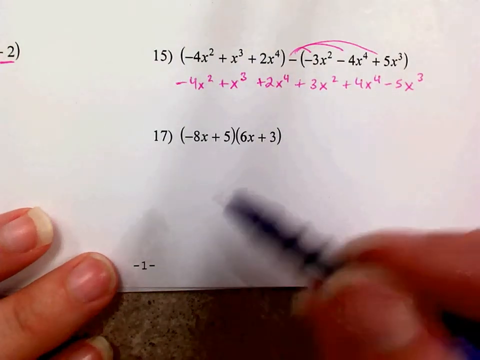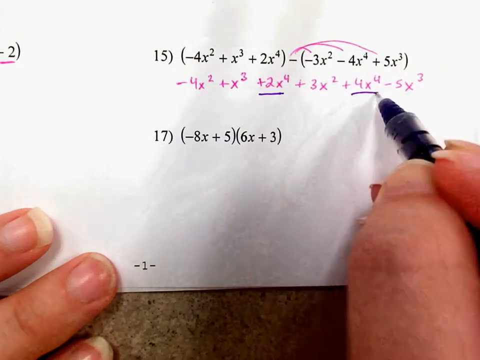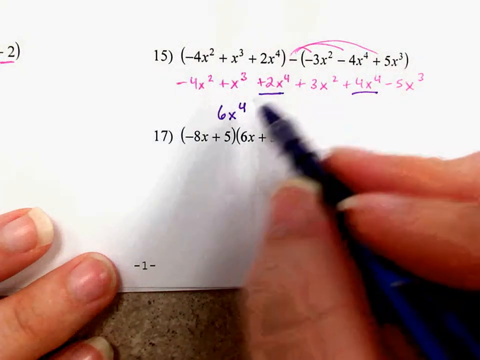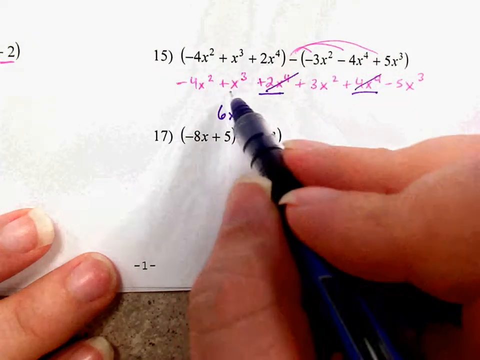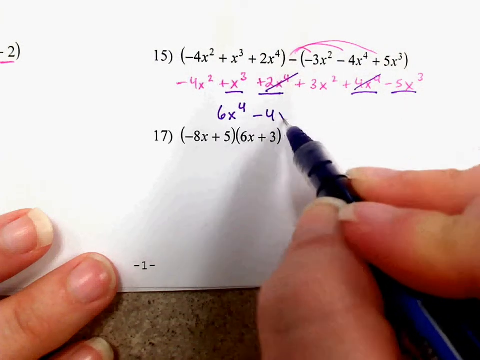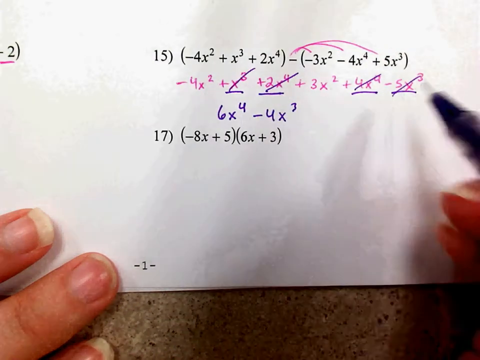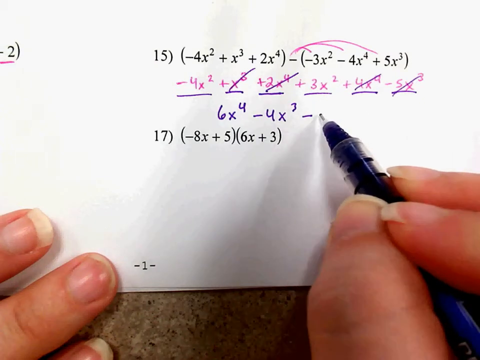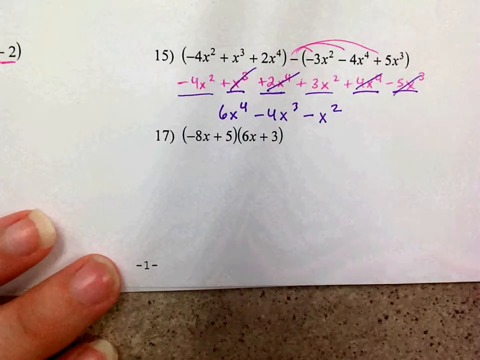Okay. Okay, what about 3? So I've got 1x cubed and negative 5x cubed. Negative 4x cubed. And then negative 4x squared and positive 3x squared. Negative 1x squared. Okay.